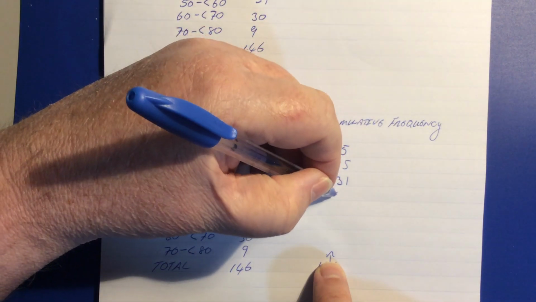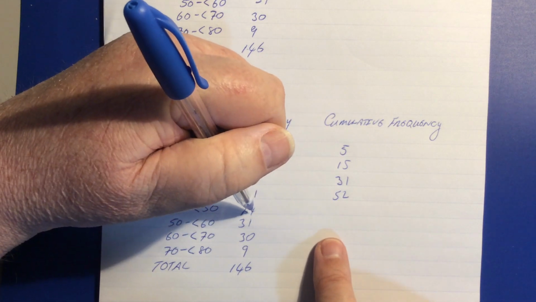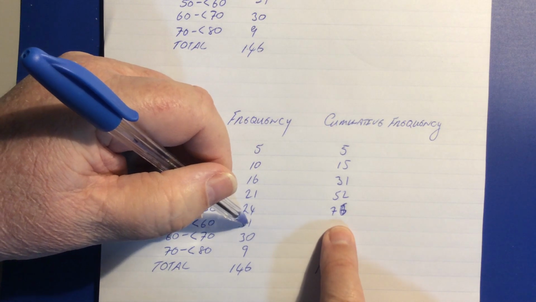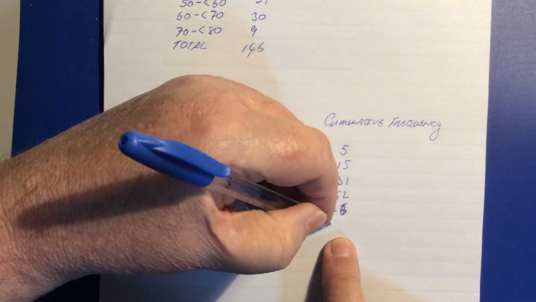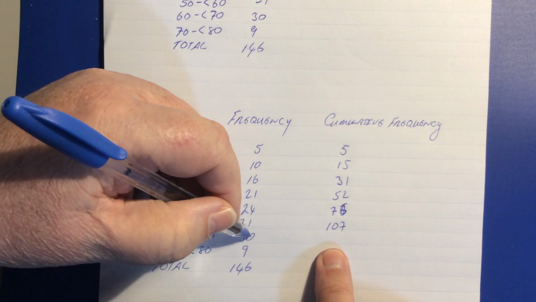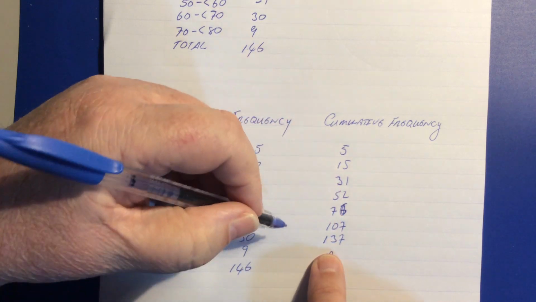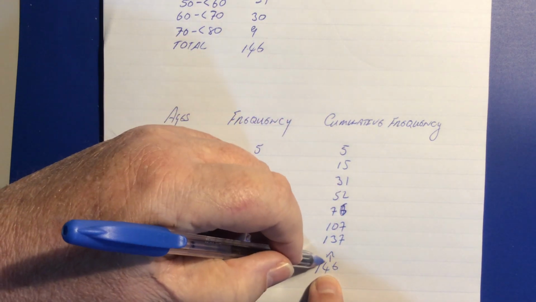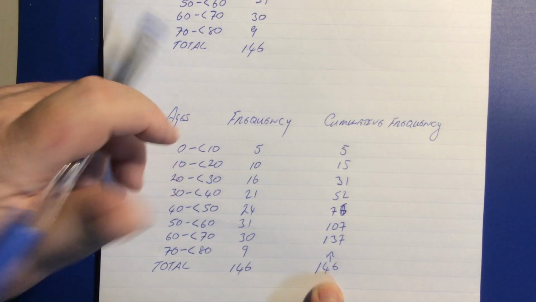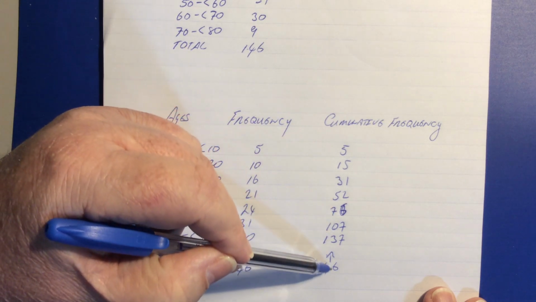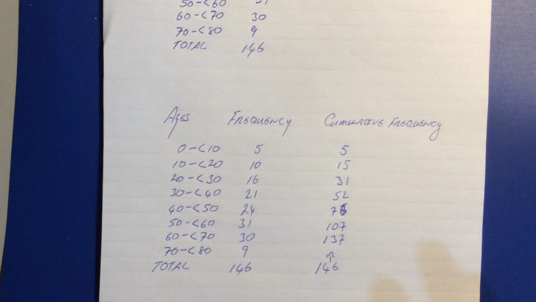So 31 and 21 is 52. 52 and 24 is 76, not 77. 76 and 31 is 107. 107 and 30 is 137. 137 and 9 is 146. That's where the 146 slips in there. And this is the cumulative frequency. You're adding it up as you move down the page, and it serves whatever purpose you might have for it. But that is how you calculate it.